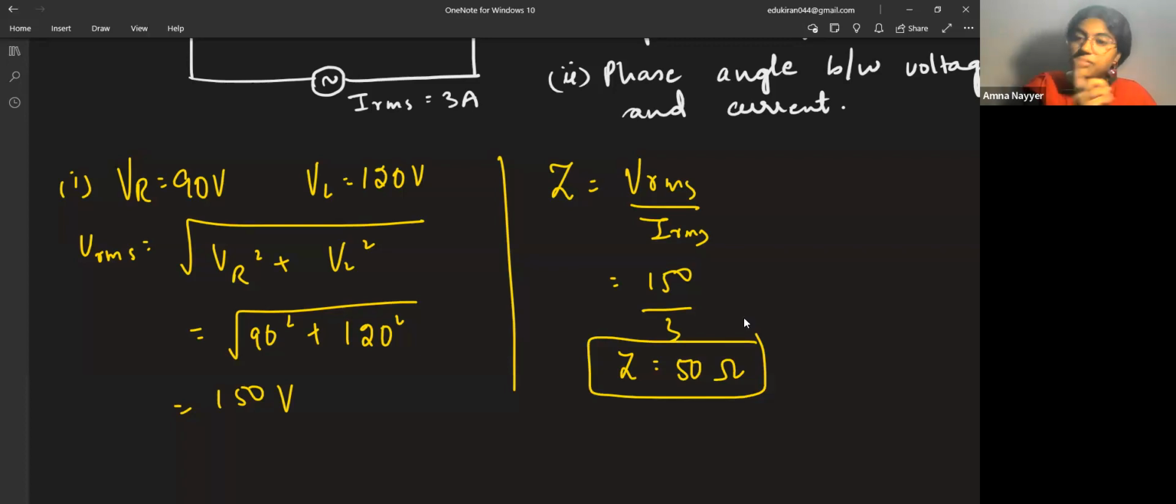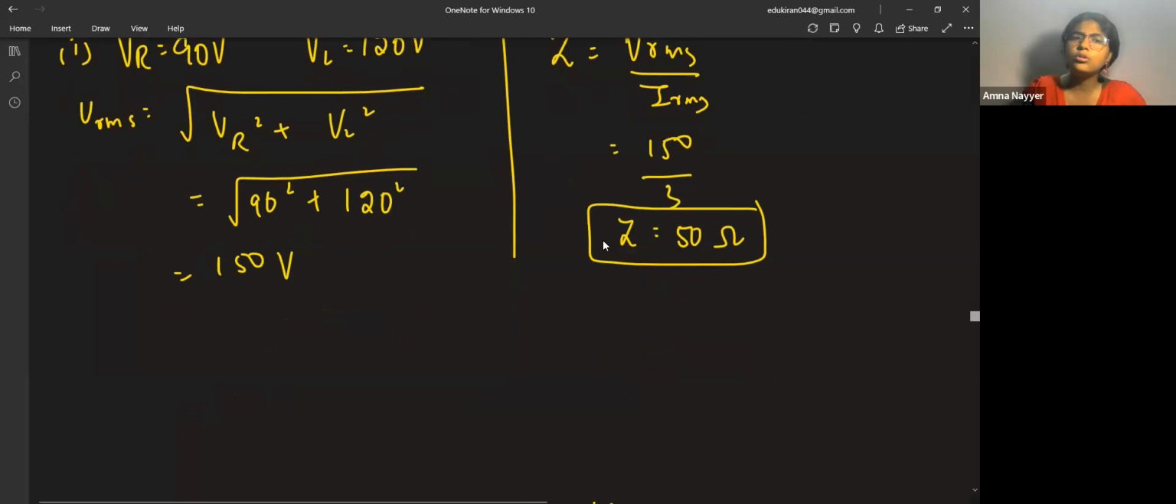Now, the second part is the phase angle between them. You can use cos phi, you can use tan phi, any of them. Let's use tan phi. Cos phi you cannot use, because for cos phi we require resistance, and we do not have the value of resistance. We have only one solution for it, that is tan phi.